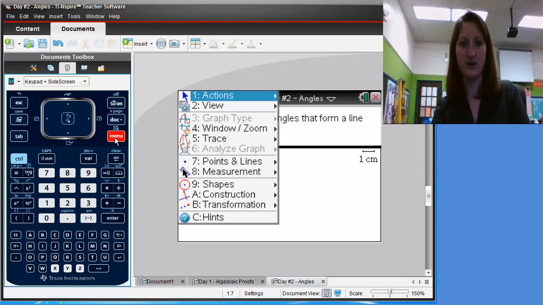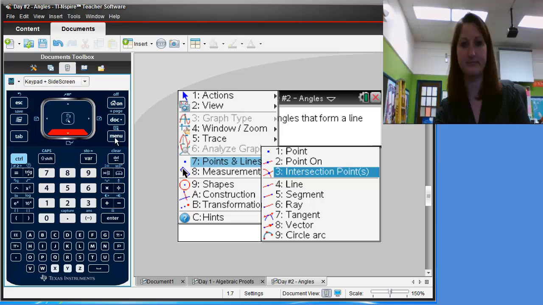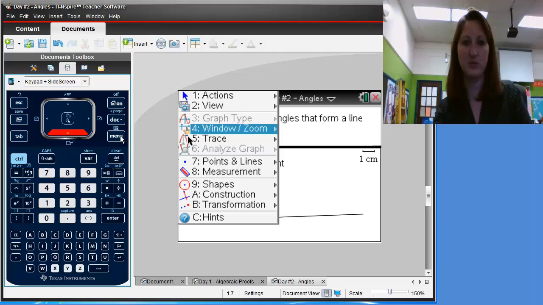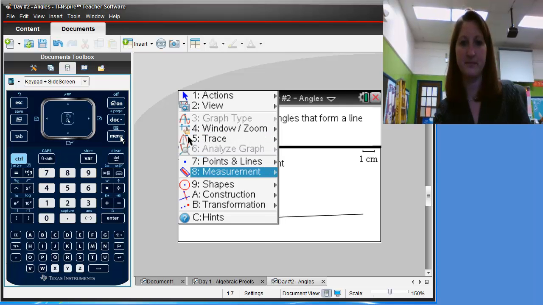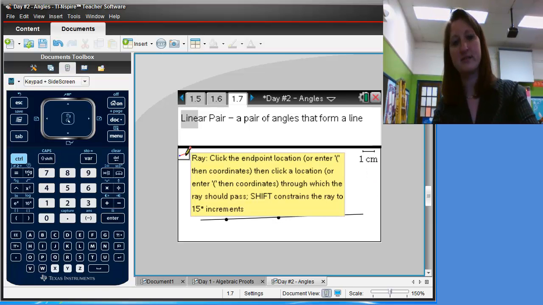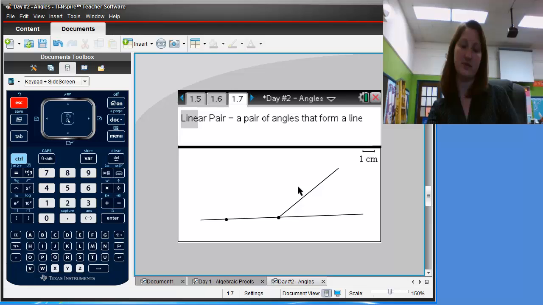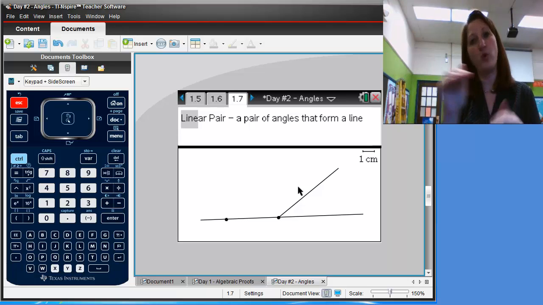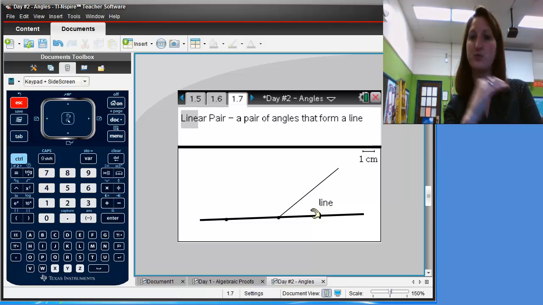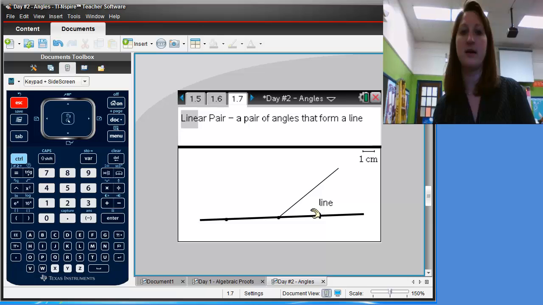So down here, I'm going to start off with a line. And then off of that line, I'm going to add a ray so that I end up with two angles that form a straight line. Now, the angles absolutely have to be touching, and they absolutely have to form a line. Notice down here I can see that line where the two angles come together and form the line. They have to be touching, they have to be adjacent angles.